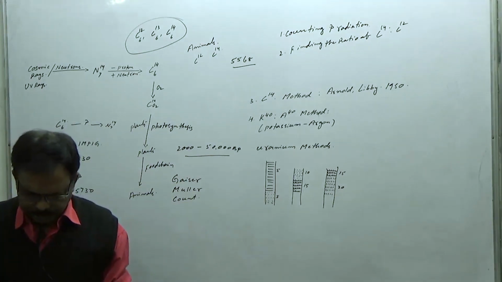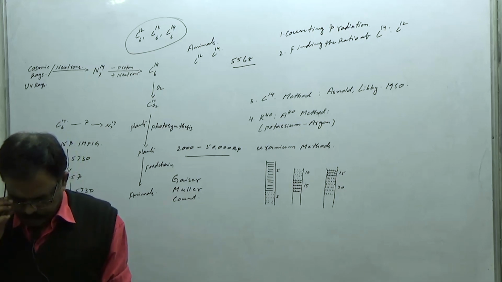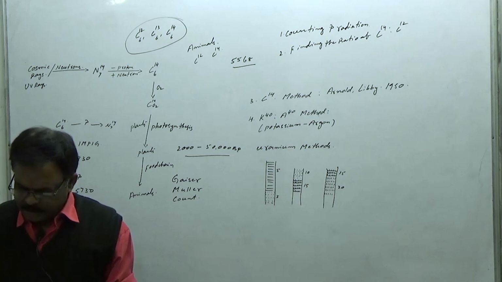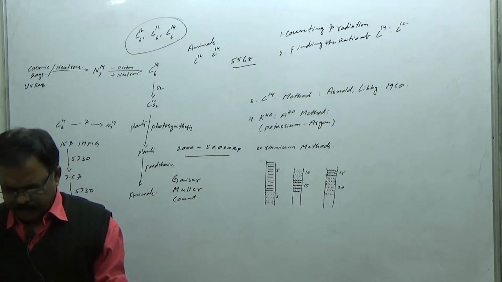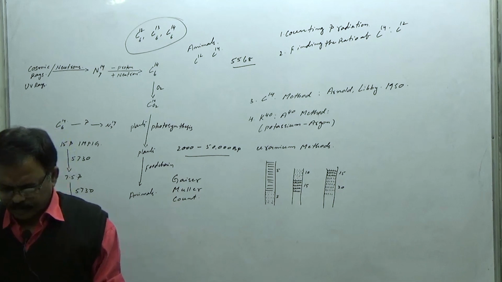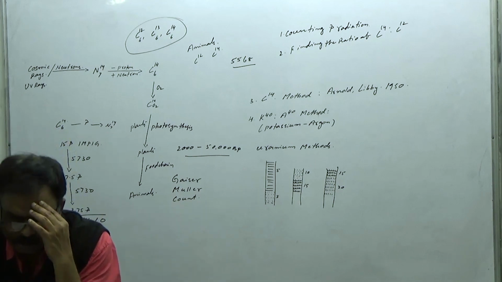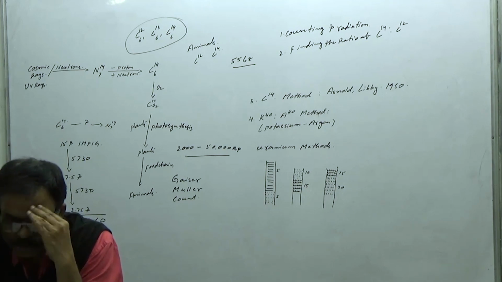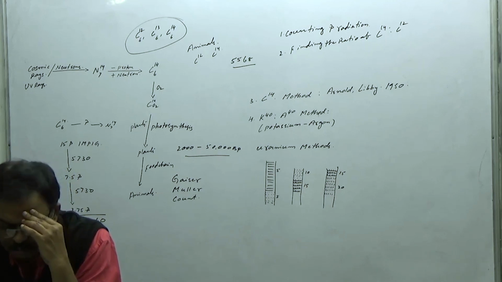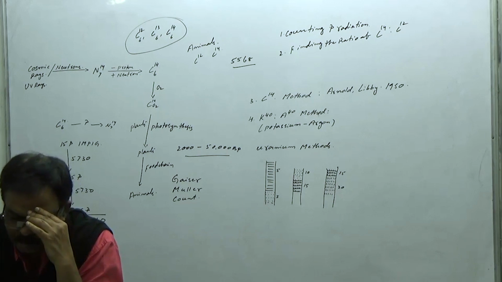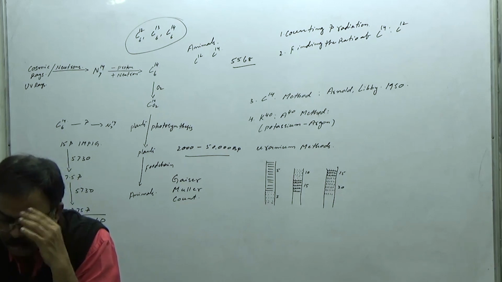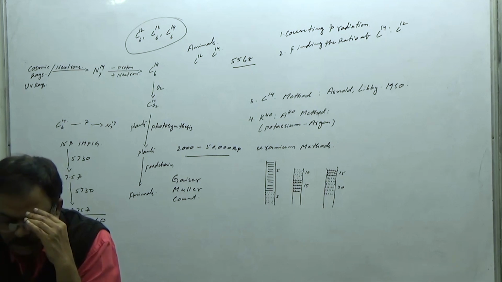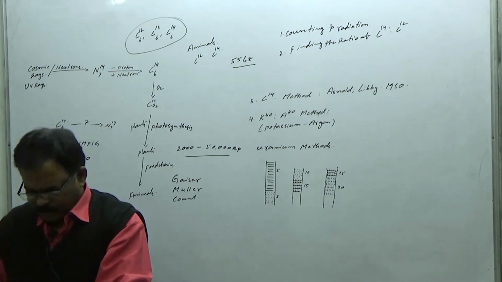Then write it. C14 method. So the introduction is over. What is this? The C14 method, also known as the carbon dating method, or the radioactive carbon dating method. This method was proposed by Arnold and Libby in 1950.